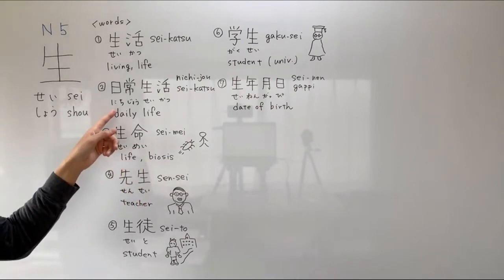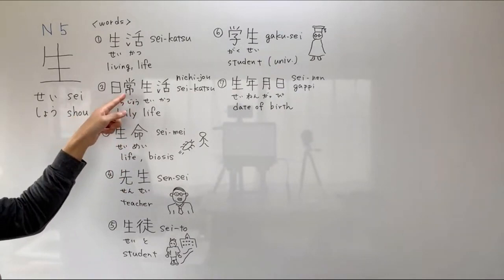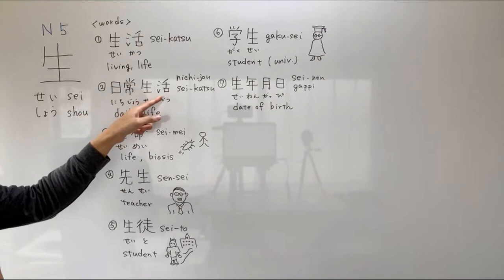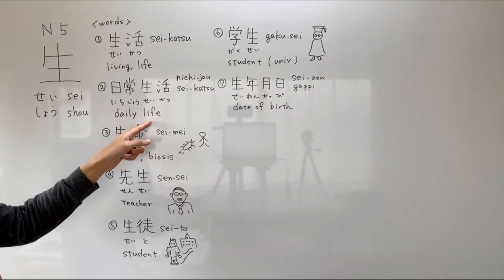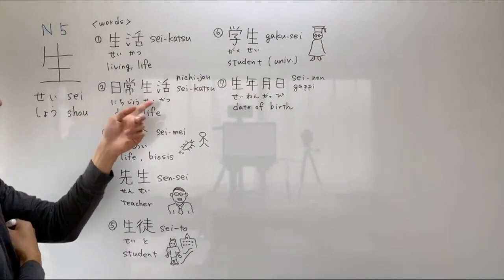And 日常生活. 日 means day and 常 means always. So 日常 means daily. And 生活. 生 means life, living, and 活 means activity. So 日常生活 means daily life and 生活 means living or life. Alright?